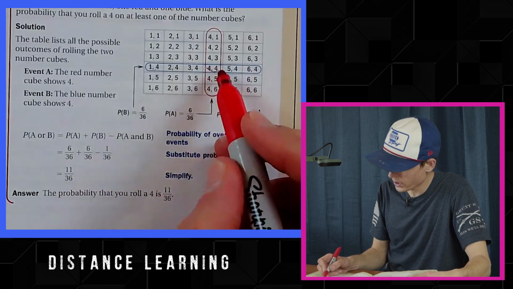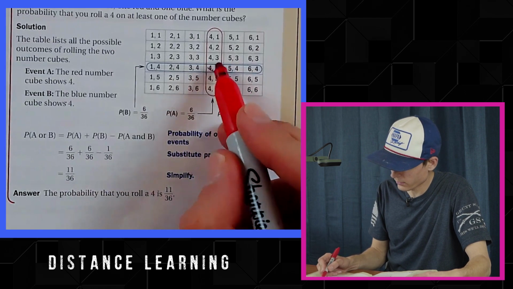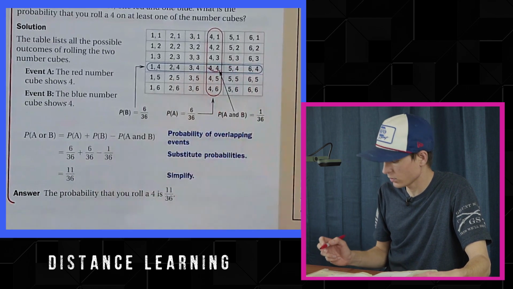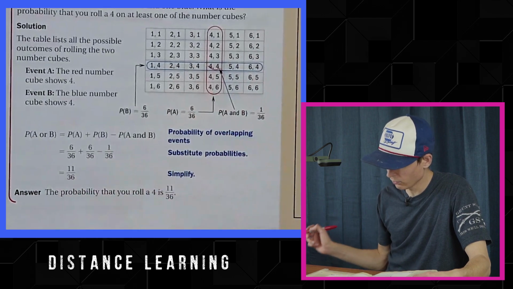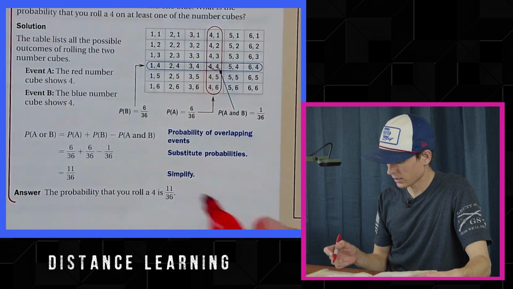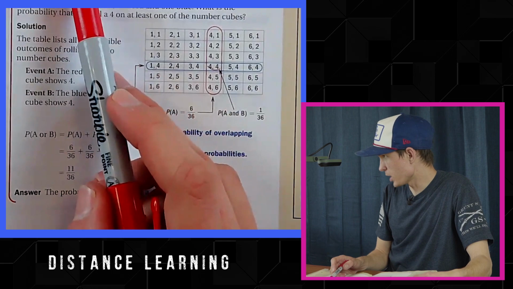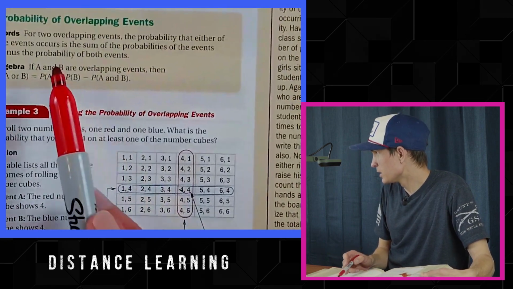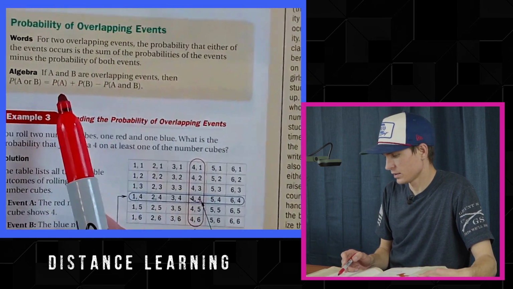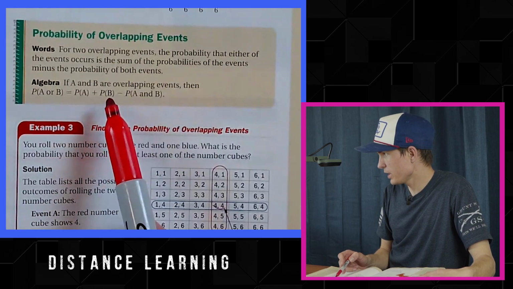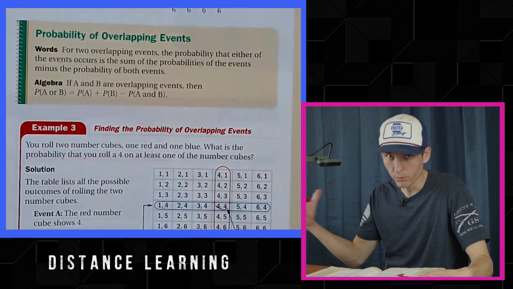And then there was only one overlap. Only one of those numbers overlapped right there in the middle. So I subtracted that overlap. So the formula is probability of the first thing plus the probability of the other thing, and then subtracting the overlap where they're both in there.